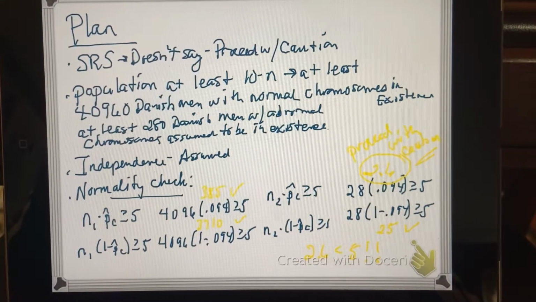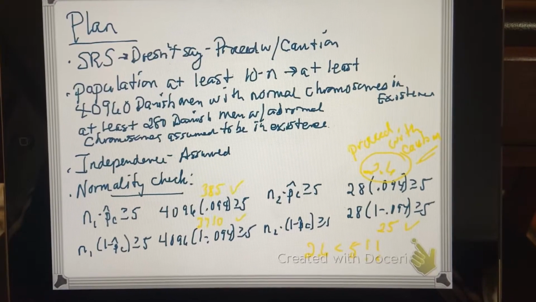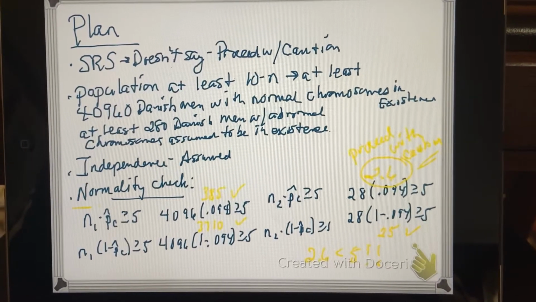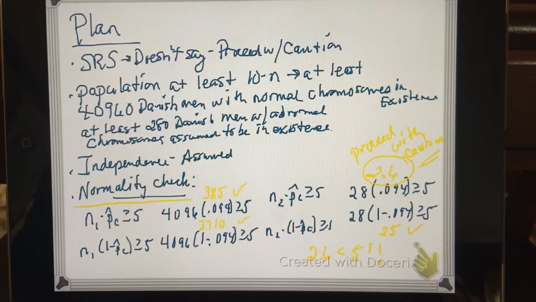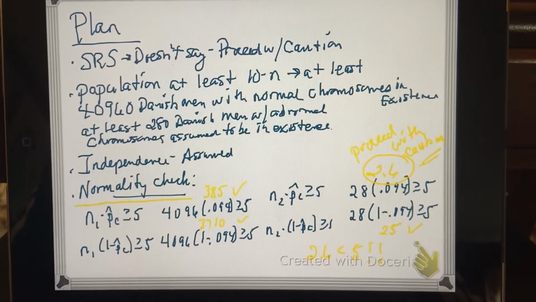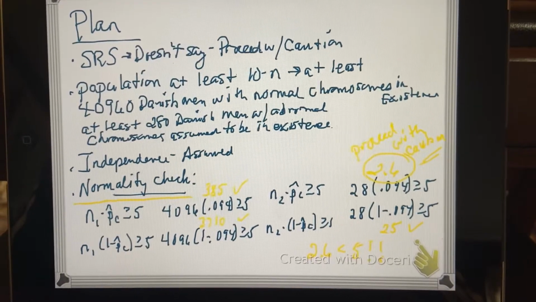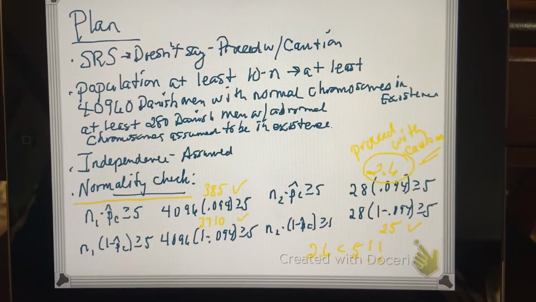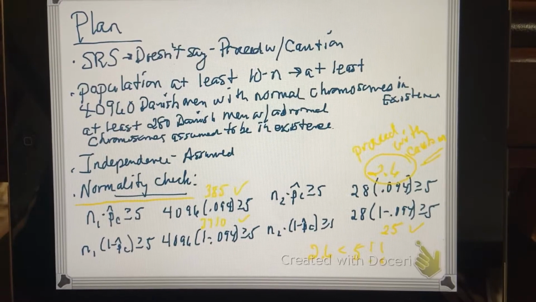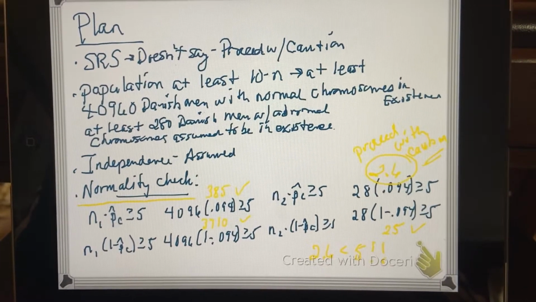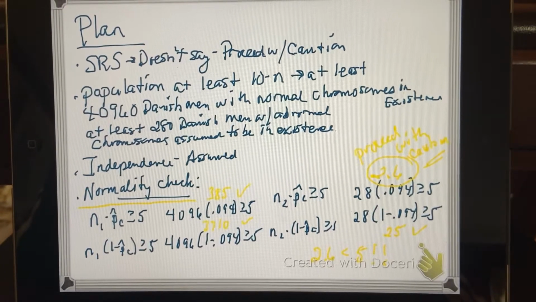We're assuming independence, meaning each man chosen is not going to influence the next man being chosen. And then a normality check. Remember how we incorporate p-hat combined. I'm down here in this little section, and I wrote the formulas out that you need to pay attention to. So sample size, first sample, n1 times p-hat combined, greater than or equal to 5 this time. Remember, with the one-proportion z-test, it was always greater than or equal to 10.